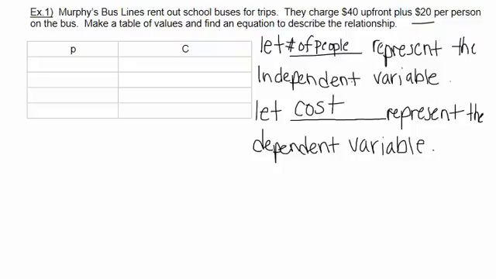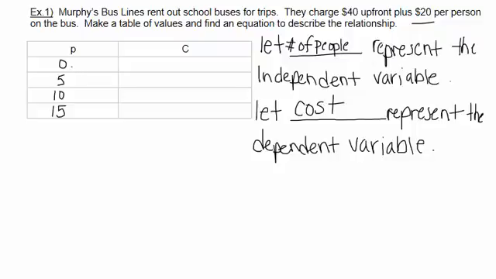Now that should make sense to you. The cost changes based on how many people you have, but the amount of people you have doesn't change based on another variable. Now let's set up our table of values to find the equation. So let's set some predetermined number of people. So we'll start with 0 and we'll go up by 5s. Now we need to figure out what the cost will be for each of these different number of people so that we can figure out the equation and describe the relationship.